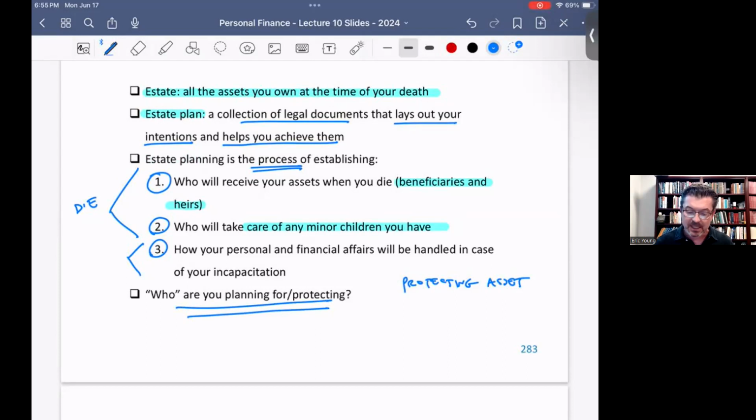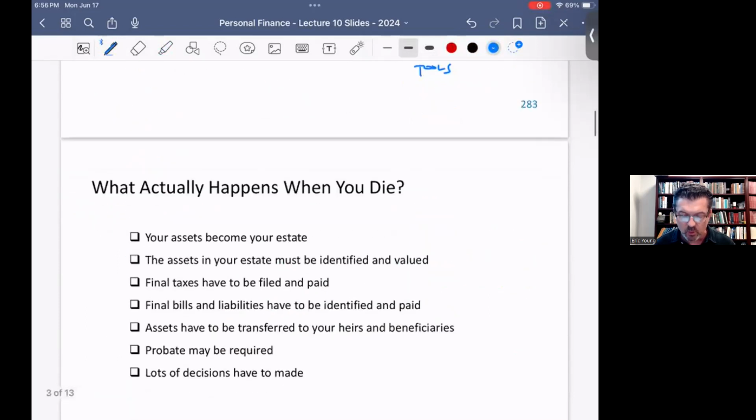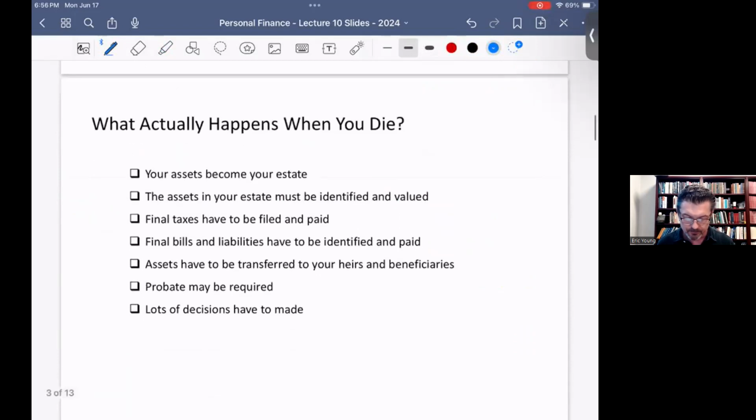We're protecting assets, but in this case, what we're really protecting are not the what, meaning the assets, but we're protecting the whose. We're protecting the people that you love, that you care about, that you want to be taken care of after you're gone. Okay? So it's a protective function, and ultimately, it's a process that requires setting up goals and finding the right tools to achieve those goals.